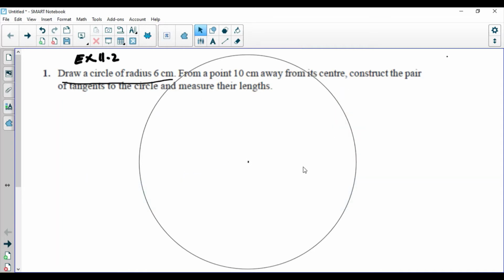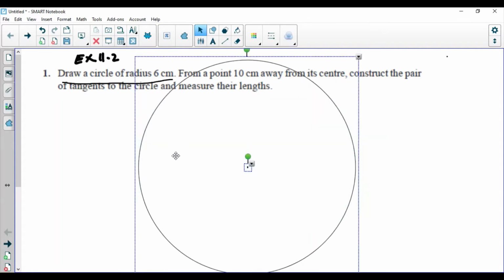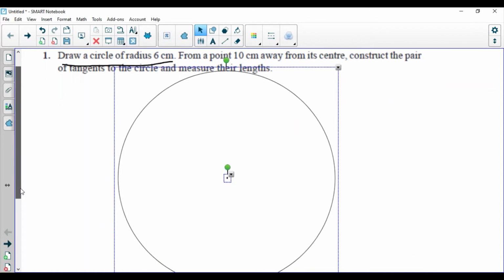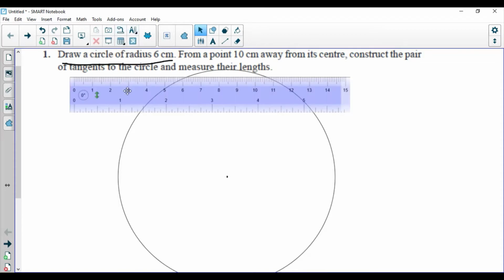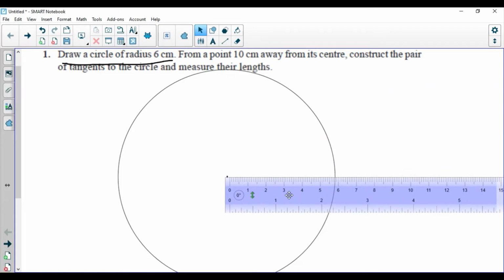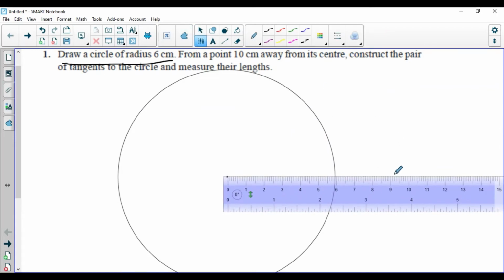Okay, now what is written next? From a point 10 centimeter away from its center. Now we have to take a point 10 centimeter away from the center. So this is the center, and 10 centimeter away means here. Okay, let this point be your P point. So from this point, construct the pair of the tangents to the circle and measure their lengths.